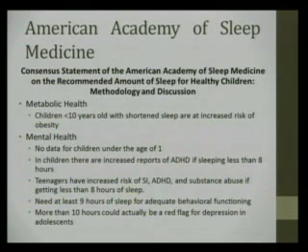So why do we need sleep? So in this consensus statement, they went over why it's so healthy and why it creates healthy children. So metabolic health. Children less than 10 years old with a shortened sleep are at increased risk for obesity. And this is due to changes of glucose and insulin metabolism if they're not getting enough sleep. Mental health. There's no data for children under the age of 1, but there's a lot after that.